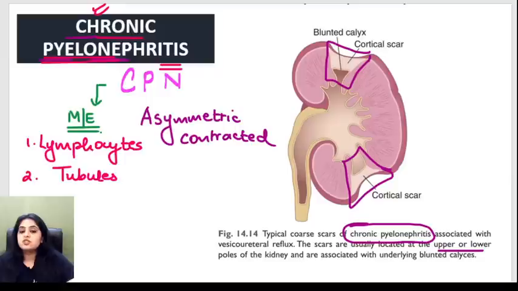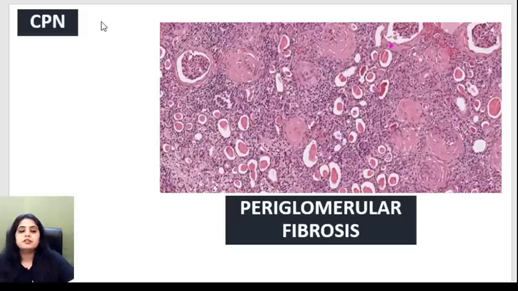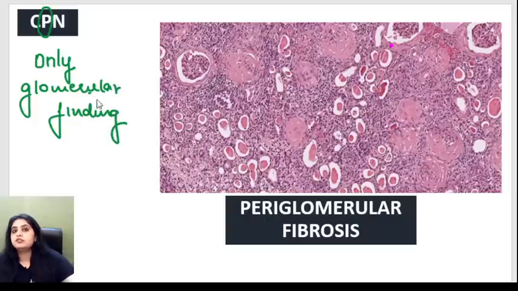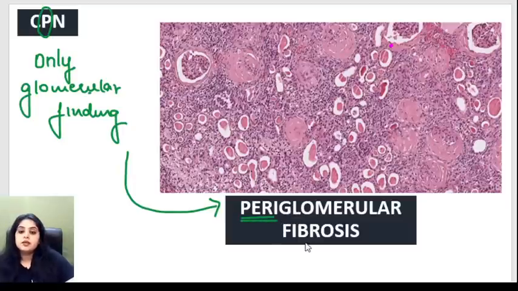So CPN is actually all about lymphocytes, chronic inflammation, which we've seen, tubular findings, which we've seen. But there's one thing that you have to know. I've told you that it is a tubular disorder, pyelonephritis, tubular disorder. It has nothing to do with the glomerulus. However, if they ask you which is the only glomerular finding that you can get in a case of chronic pyelonephritis, you will say the only glomerular finding is not in the glomerulus but around the glomerulus.